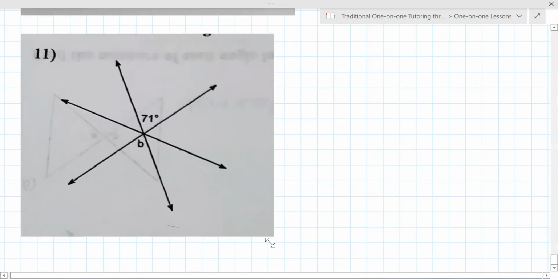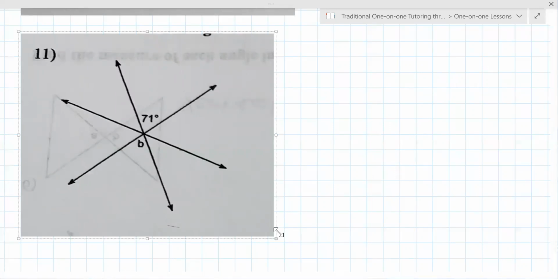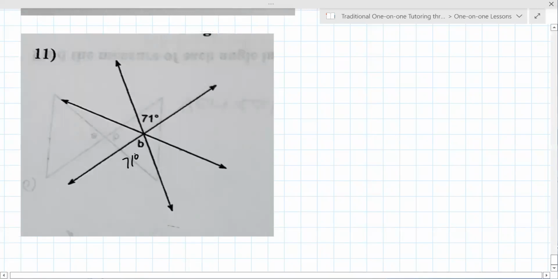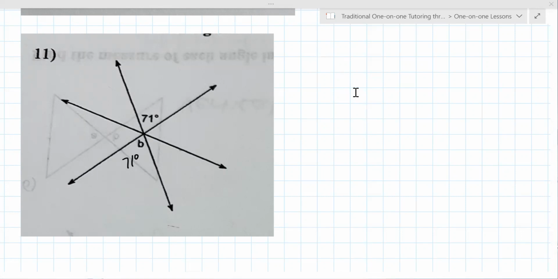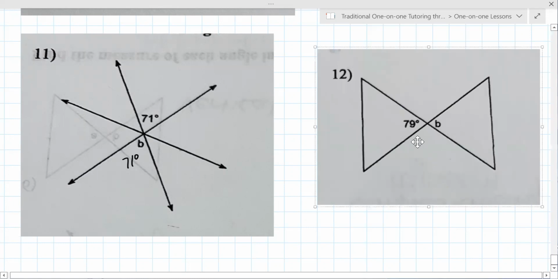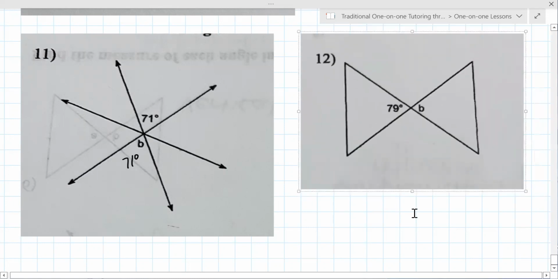All right, so question 11 here, it just is to find the measure of angle B. 71 degrees? Yes, because they're vertical angles. There's no work. If I were given the test, I'd want you to justify it with a word or phrase like vertical angles or something like that. But it's up to your instructor. How about the bow tie here? What is the measure of angle? 79. You got it, and you got to put the degree symbol.